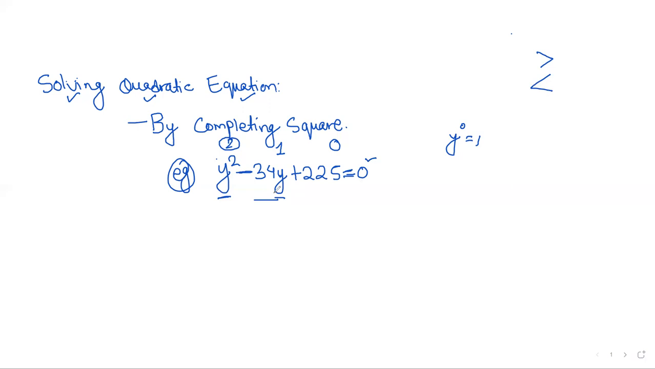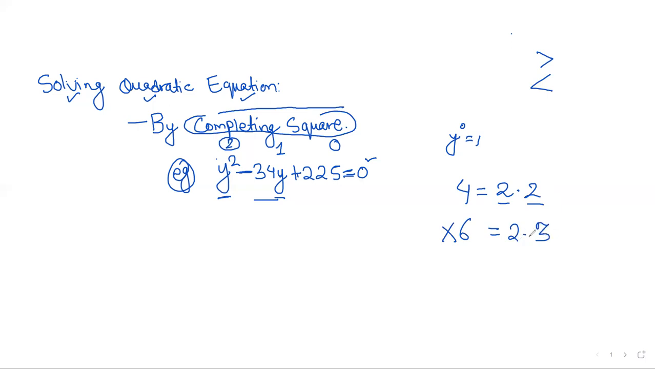Now, there are multiple ways to solve a quadratic equation. The one that we are working on right now is by completing the square. And before we dive into the process, we need to know what completing the square means as well. So let's start with square. 4 is a square number because 4 can be expressed as the product of 2 with itself, 2 times 2. But 6 is not a perfect square. Why? Because it is a product, fine, we can express it as a product, but the factors are not the same.